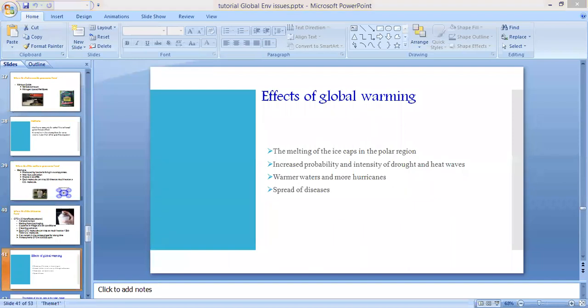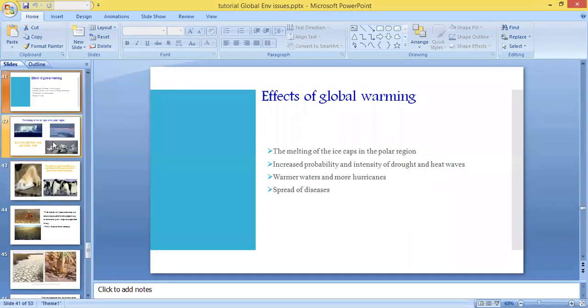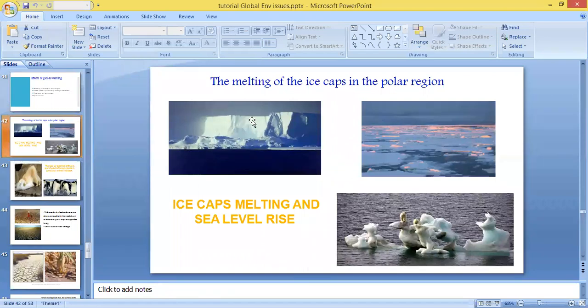Next is, what are the effects of global warming? The melting of ice caps in the polar region will happen due to global warming because of the increase in temperature, along with increased probability and intensity of droughts and heat waves, warmer waters and more hurricanes, and higher chances of the spread of diseases. You can see that the melting of ice caps happens in the polar region. The ice caps melt and the sea level generally rises in this region.